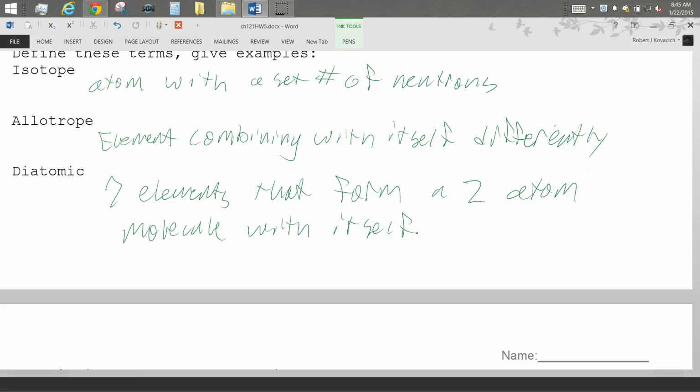And they can connect more than twice with themselves? We don't care. We just care that there are 2 of them. They can hook up to themselves however they want as long as there's only 2 of them. So 2 H's or 2 N's or 2 O's, 2 F's, 2 Cl's, 2 Br's, 2 I's, and then they'll connect to each other in some way, but there's only 2 of them.